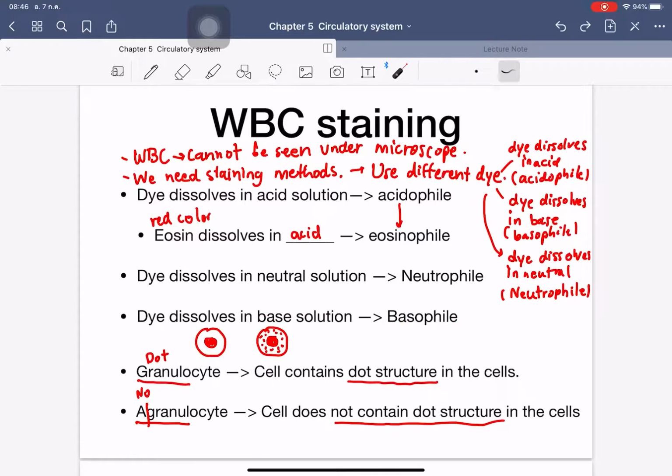And the other characteristic of the white blood cell here, you will see the dots inside the cells. The dots here refer to the proteins, and the protein basically is the immunoglobulin or the antibody. So we have two types, the cell with dots and the cell without dots. If you see the dots, we call granulocyte. The word granule here means the dot, so we call granulocyte. And agranulocyte for the cell that you do not see the dots.